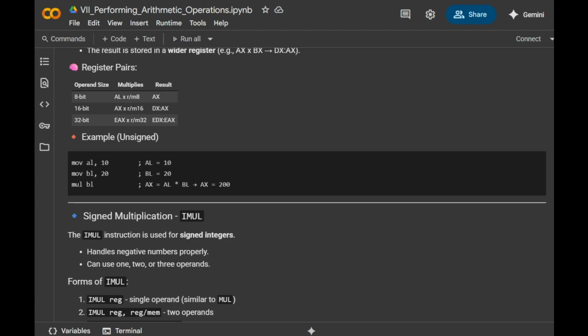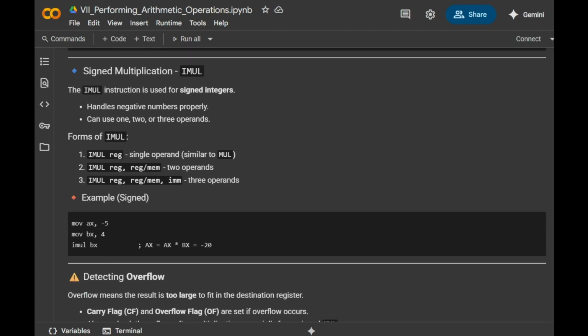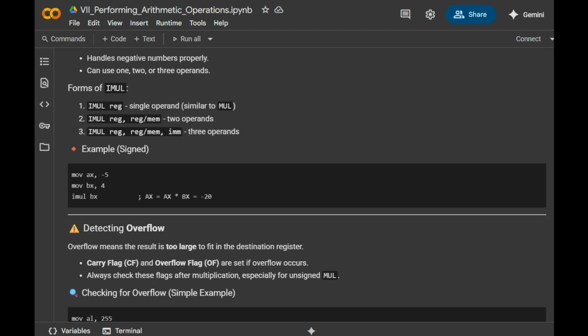For signed integers, we use the IMUL instruction. It handles negative numbers correctly and is more flexible as it can take 1, 2, or 3 operands. For example, if AX contains -5 and we do IMUL BX, where BX contains 4, the result in AX will be -20.